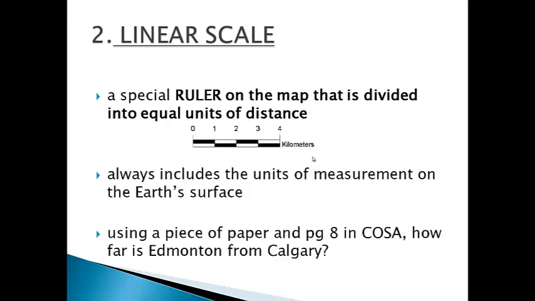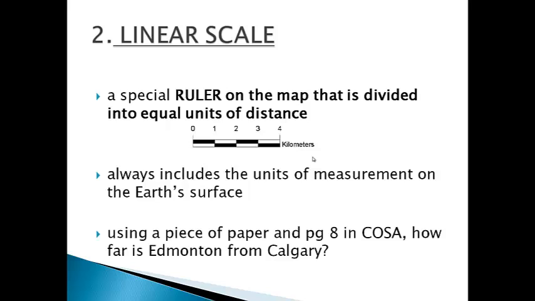You might have seen these on some maps. You most likely have put them into your GIS map of Canada, so this shouldn't be too foreign for you, but it looks like a ruler. Well, it is a ruler. It's a special type of ruler on the map, and it's usually divided into equal units of distance. And this allows us to use that linear scale that would be on our maps to determine what the actual measurements would be from our map to our Earth's surface.